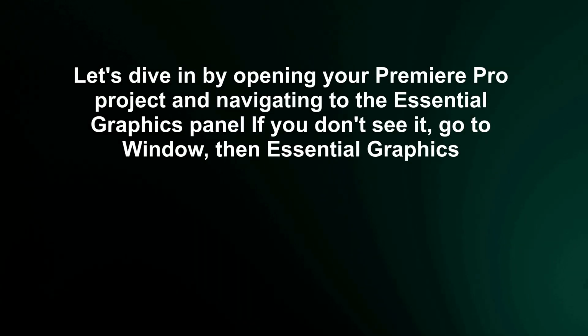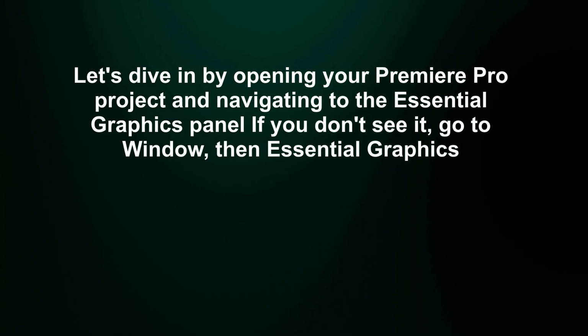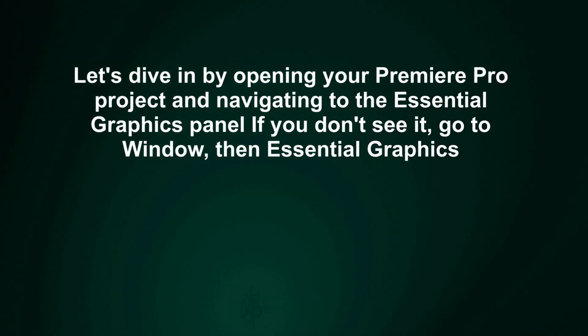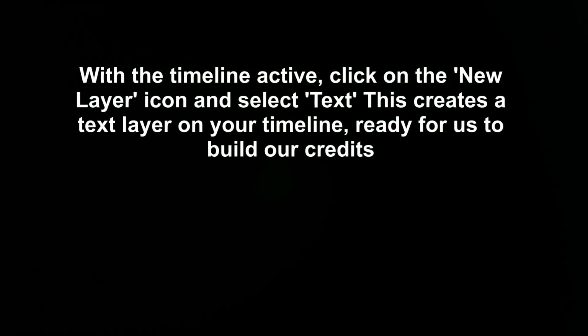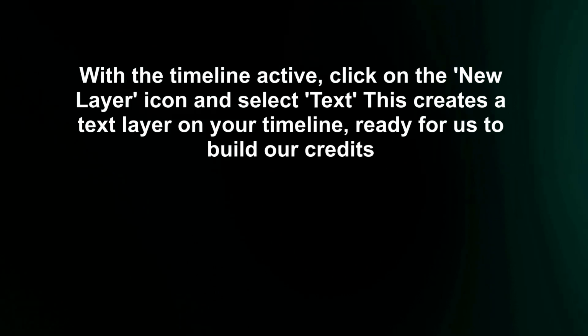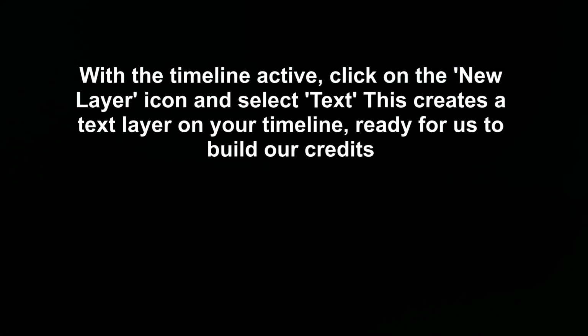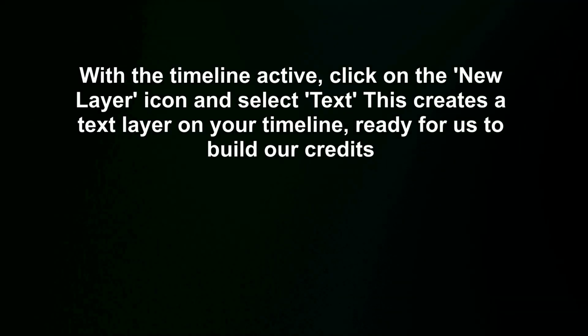Let's dive in by opening your Premiere Pro project and navigating to the Essential Graphics panel. If you don't see it, go to Window, then Essential Graphics. With the timeline active, click on the new layer icon and select text. This creates a text layer on your timeline, ready for us to build our credits.